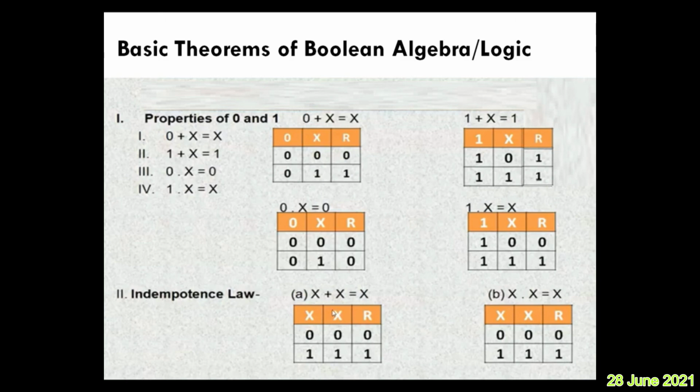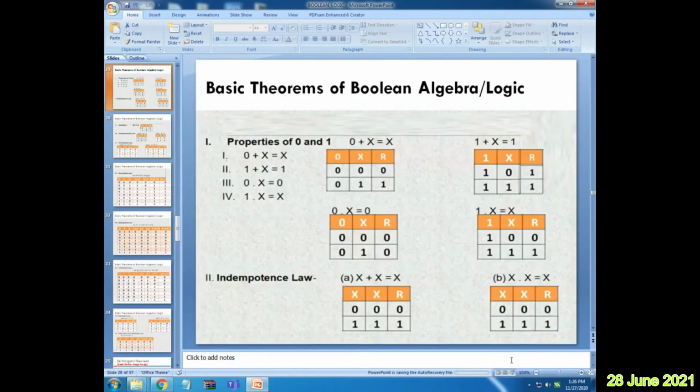For example, you can see here x is written twice. 0 plus 0 is 0. 1 plus 1 is 1 only. Similarly, here 0 into 0 will be 0 only. 1 into 1 will be 1. Suppose this 0, if I add 100 times, then still it remains 0 only. Suppose I add 1 100 times, it will remain 1 only. Similarly, if I multiply 0 100 times, it is 0 only. If I multiply 1 100 times, it remains 1 only. This is what we call the idempotence law.